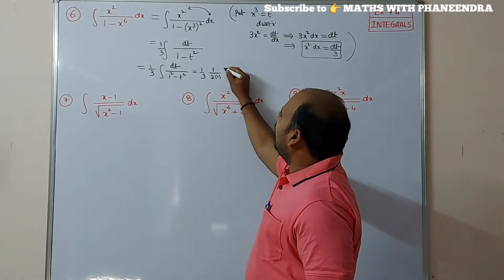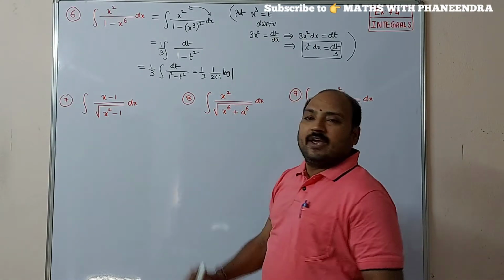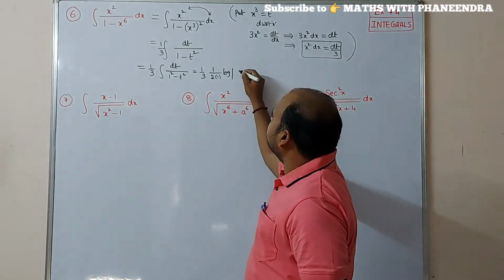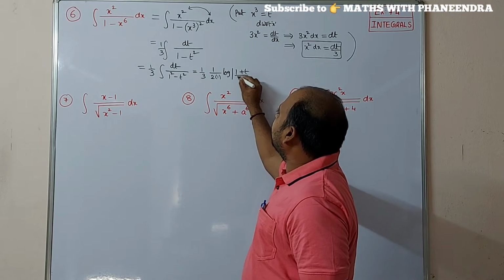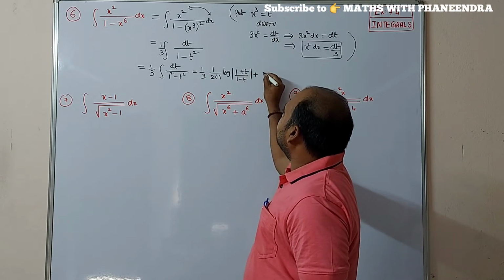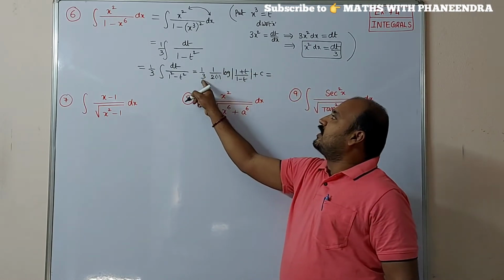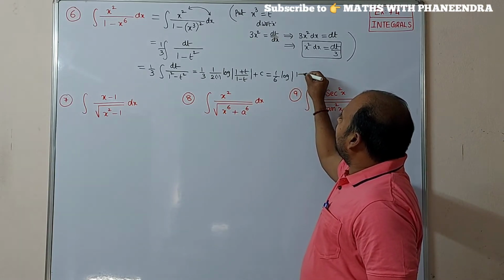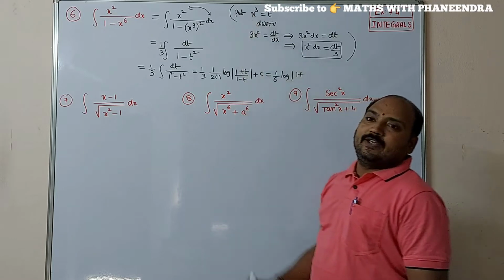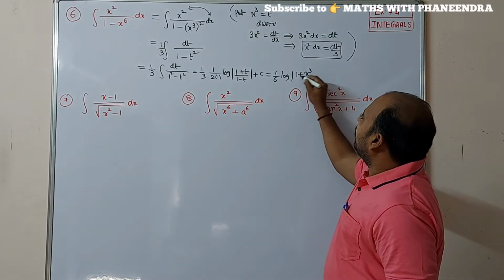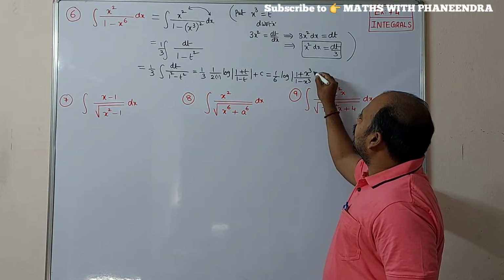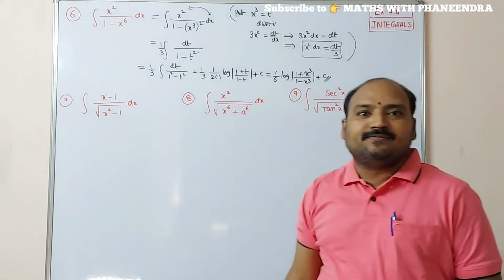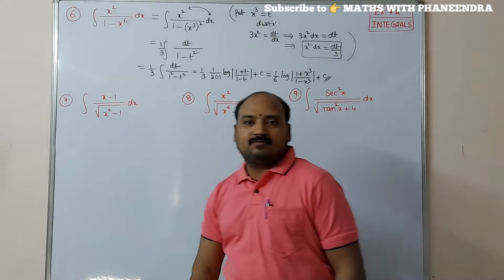1 by 2a log mod, a square minus x square means a plus x by a minus x. A is equal to what? 1 plus t by 1 minus t plus c, which is equal to 1 by 3 into 2, 1 by 6 log mod 1 plus t. What is t we assumed there? X cube by 1 minus x cube plus c. I hope everyone understands. We'll move on to question number 7.